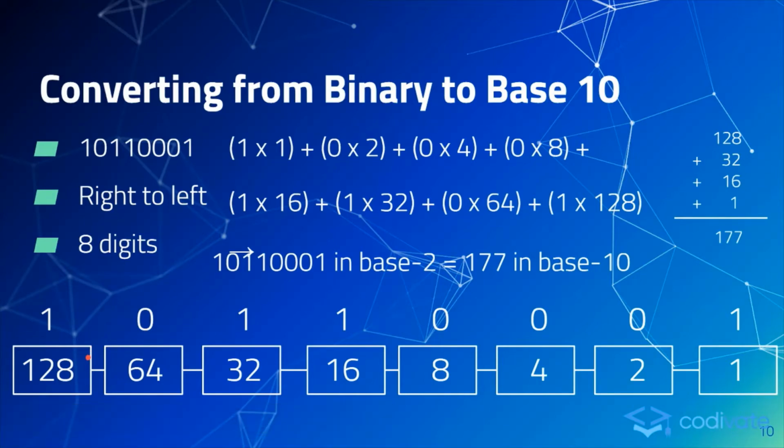And at the end, we add it all up to get a number in base 10, which is going to be 177. That's going to be 128 plus 32 plus 16 plus 1. Note that we only counted the numbers which had a 1 on top of it. So 128 had a 1, 32 had a 1, 16 had a 1, and the 1 had a 1. And if we add all these together, we get 177.